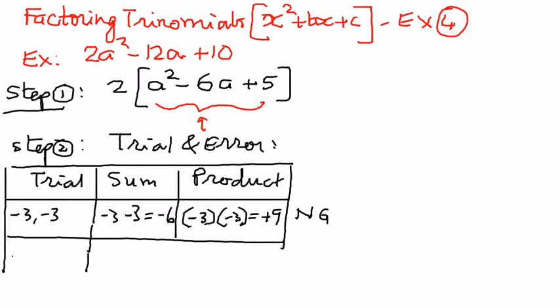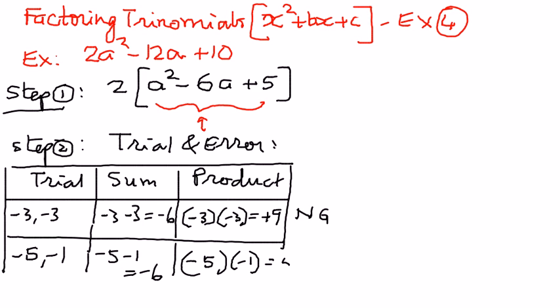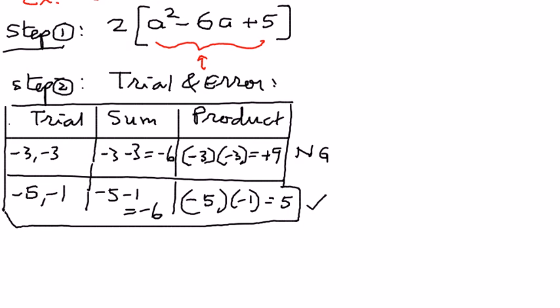If I have negative 5 and negative 1, negative 5 plus negative 1 is equal to negative 6, and that is what the middle term is. If I take the same two numbers, negative 5 multiplied by negative 1, I get positive 5, and that is what we want as the last term, and therefore that is good. So, as step number 3, the two numbers we are looking for are negative 5 and negative 1.